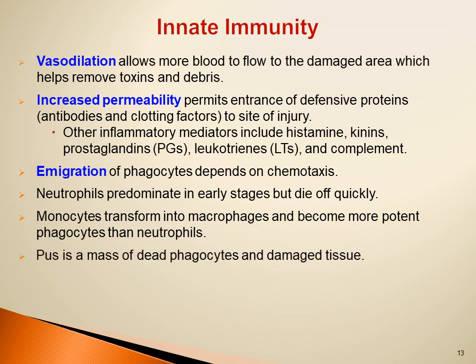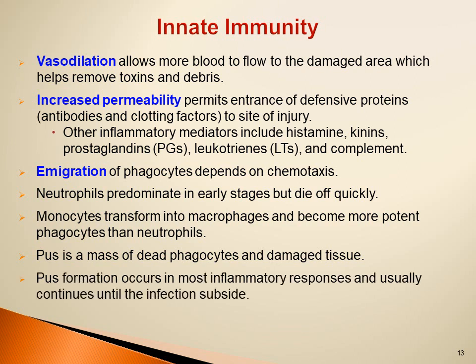Pus is a mass of dead phagocytes and damaged tissue that is usually found at areas of intense inflammation. Pus formation occurs in most inflammatory responses and usually continues until the infection subsides.